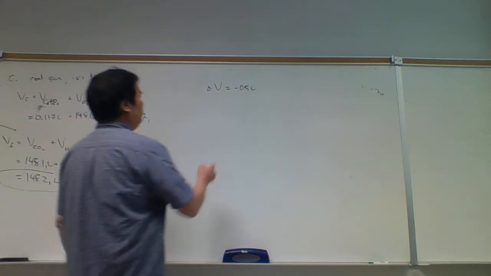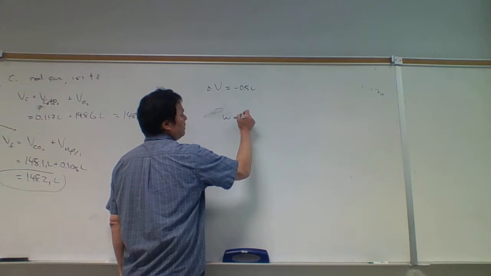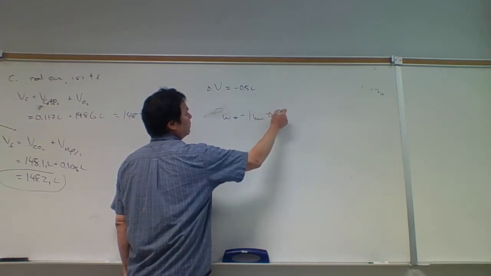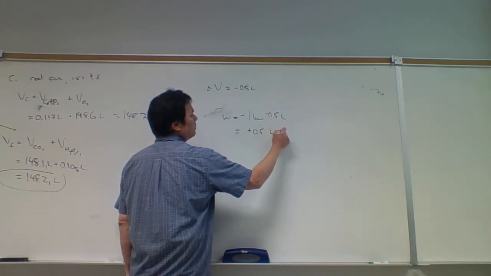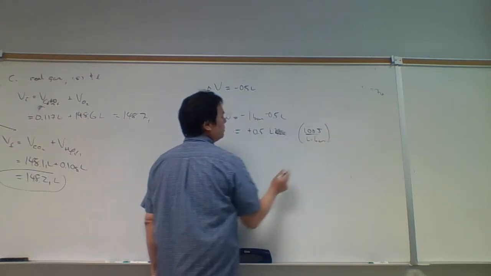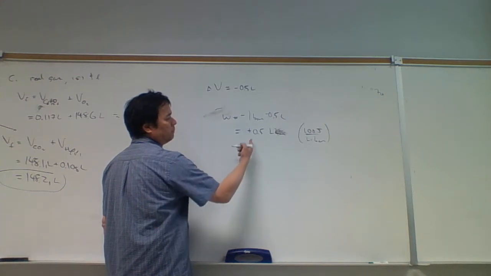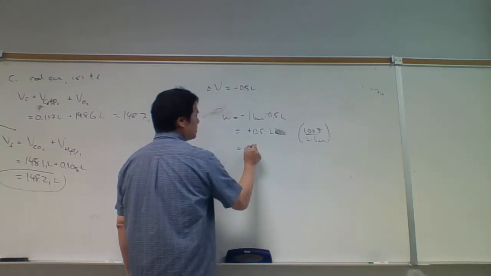And so here the pressure is 1 bar, and so the work is just going to be minus 1 bar times negative half a liter, and so the work is going to be plus 0.5 liter bars. And then to convert that, the conversion is just 100 joules per liter bar. It's an easy conversion. And so this comes out to, is that right? Half a liter? This comes out to 50 joules.